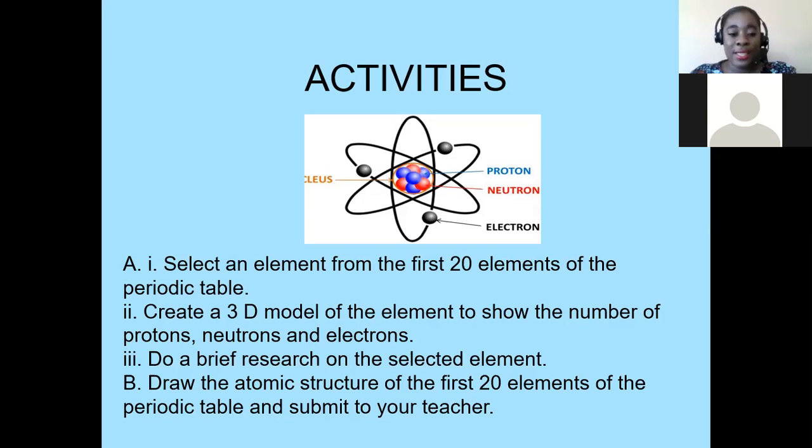Yes, miss. We're going to be selecting an element from the first 20 elements of the periodic table. So any element, you can select one from hydrogen right to calcium. We're going to create a 3D model of the element to show the number of protons, neutrons, and electrons. Then we're going to do a brief research on the selected element. Then we're going to draw the atomic structure of the first 20 elements of the periodic table and submit to your teacher.